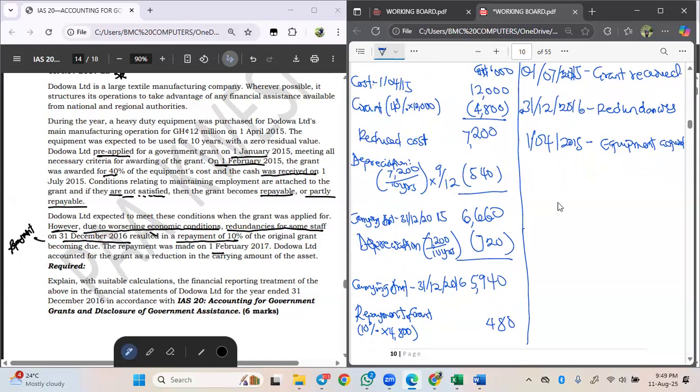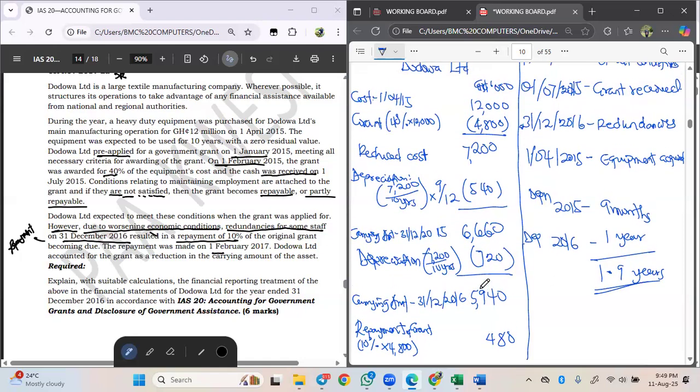Now, in the first year, in 2015, it was 9 months. The depreciation was for 9 months. In 2016, it's what? 1 year. So 1 year, 9 months. We are getting 1.9 years. Please, I'm a bit confused here. Don't be confused.